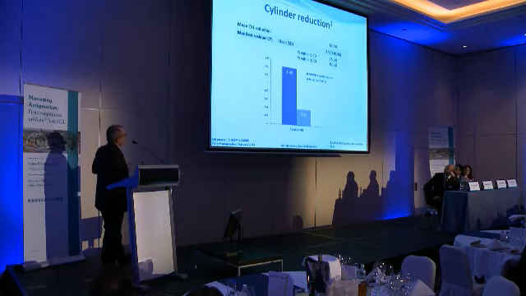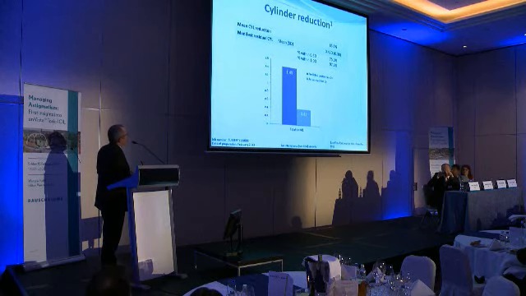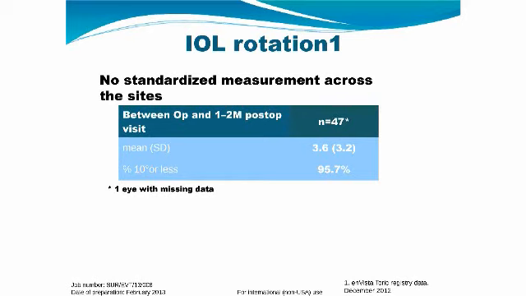The main slide is this, because the mean cylinder reduction is very, very good, about 85% of the cylinder reduction. The manifest residual cylinder was 0.42, and 75% of patients were within 0.5 diopter. So this is an excellent result. And the total of the patients was within 1 diopter. This is a very impressive result for the toric IOL.